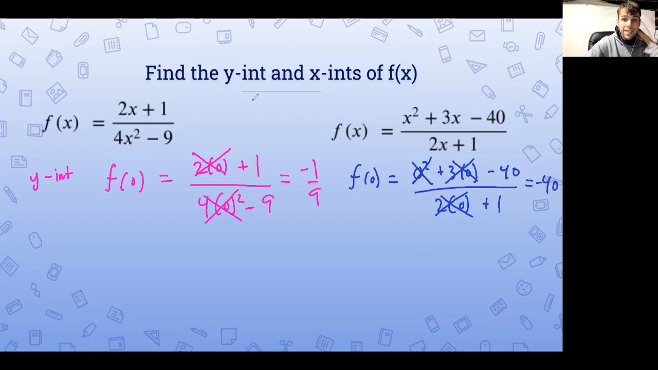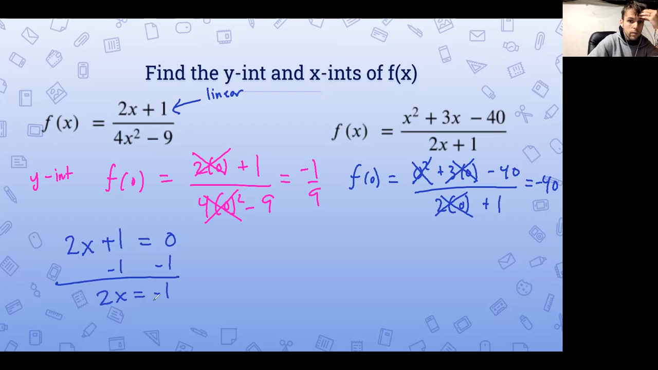Then we want to find the x-intercepts. Now, that kind of depends on what the numerator looks like. This one will be a little easier because this is a linear polynomial, first degree. What would make that equal 0 is a pretty easy equation to solve. Divide by 2, I get x equals -1/2. In this case, I had one x-intercept.